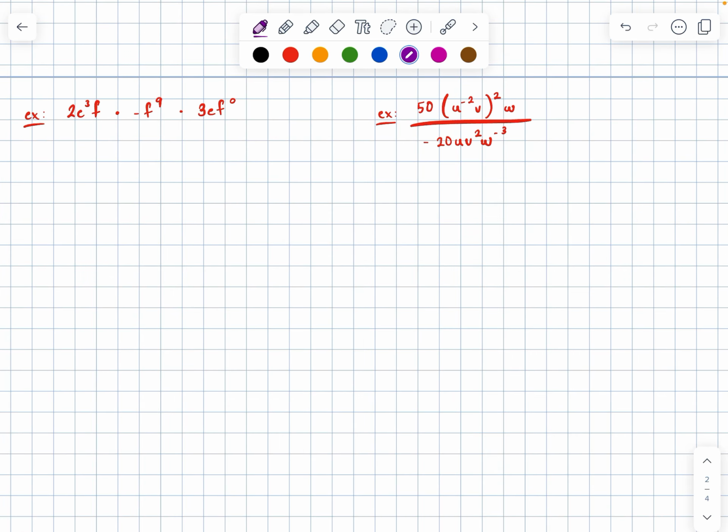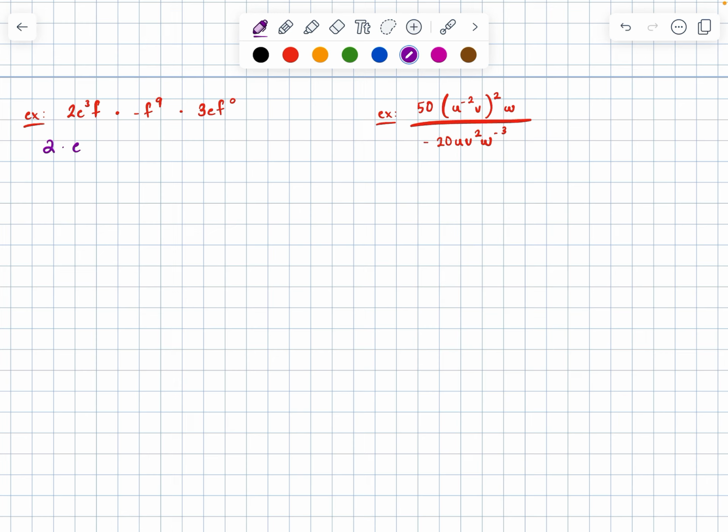Moving on and moving up. 2e to the 3rd f times negative f to the 9th times 3ef to the 0. Here, you'll notice that I have 3 factors, 3 things that I want to multiply together. Again, not any more difficult, just a little bit more complicated. When in doubt, chunk it out.